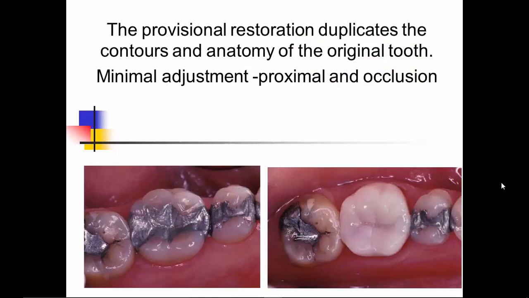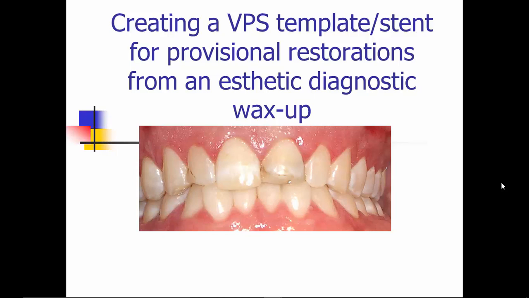The provisional restoration duplicates the contours, the anatomy of the original tooth. I have minimal adjustment, both to the proximal and the occlusion. Now I'm ready to make my impression, and then I can cement my temporary. I'm also using it for multiple units.